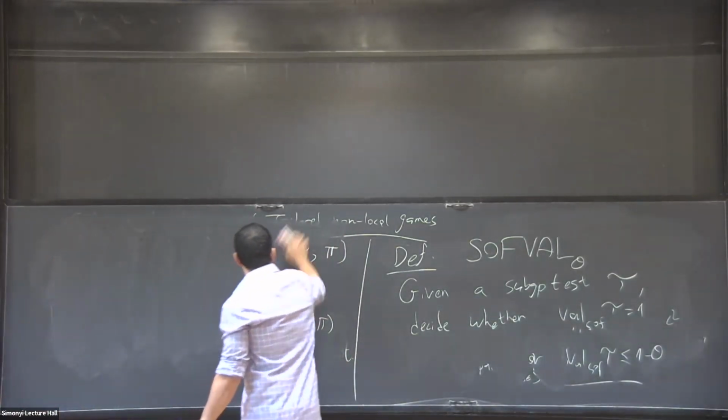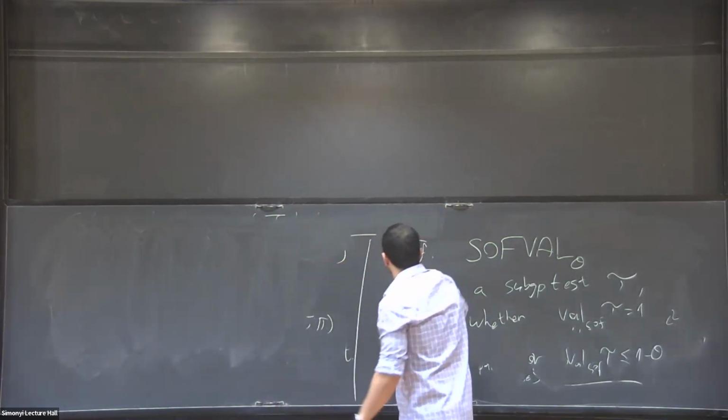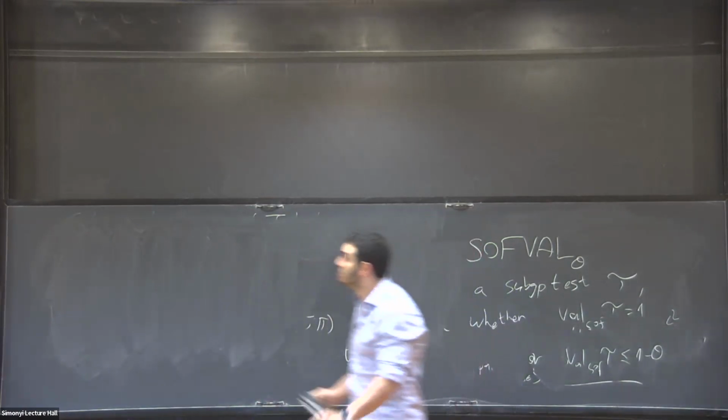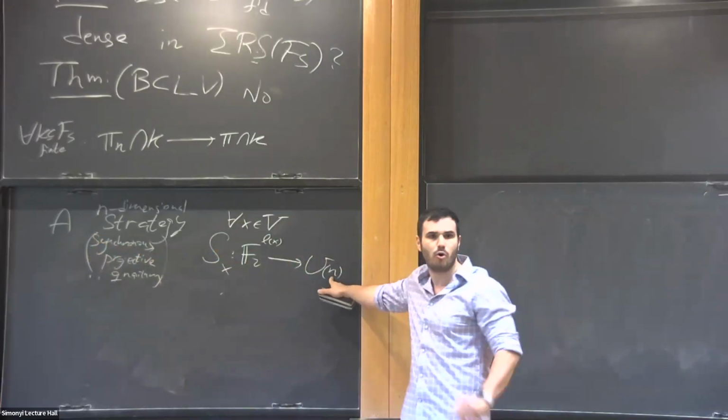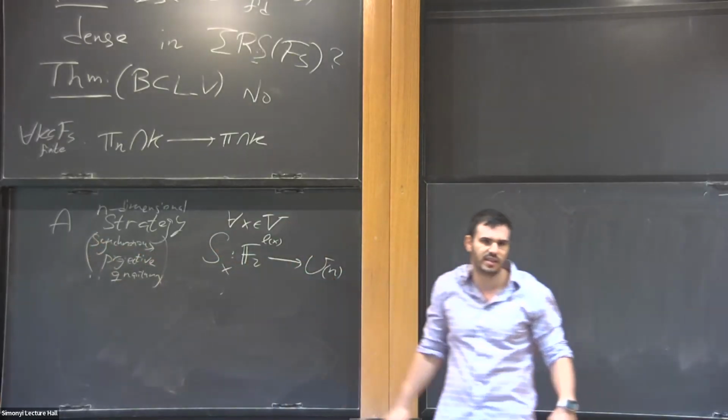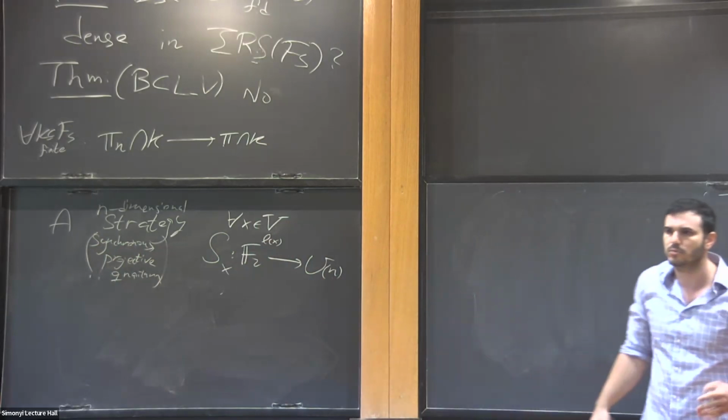Also, each vertex has its own length, but you always send it in the same n. So yes, that's important. That's why I said it's an n-dimensional strategy. This n is fixed for all vertices. That's very important. You will see that otherwise we cannot get a value. We will see that.